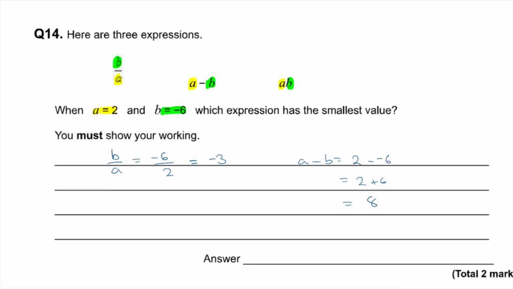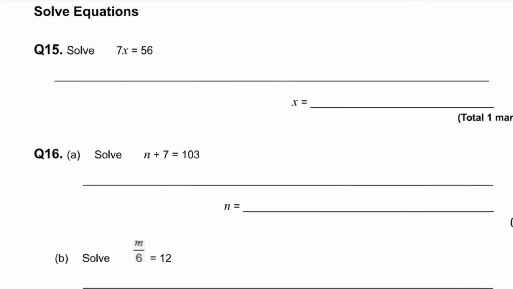And then so far, but then I've got A times B to evaluate. A is 2, B is minus 6, so subbing those in and then multiplying them out. 2 times negative 6, that's negative 12. Okay, so which is the smallest value? The smallest is going to be the most negative in this case, isn't it? It's going to be the negative 12. That's the smallest one.